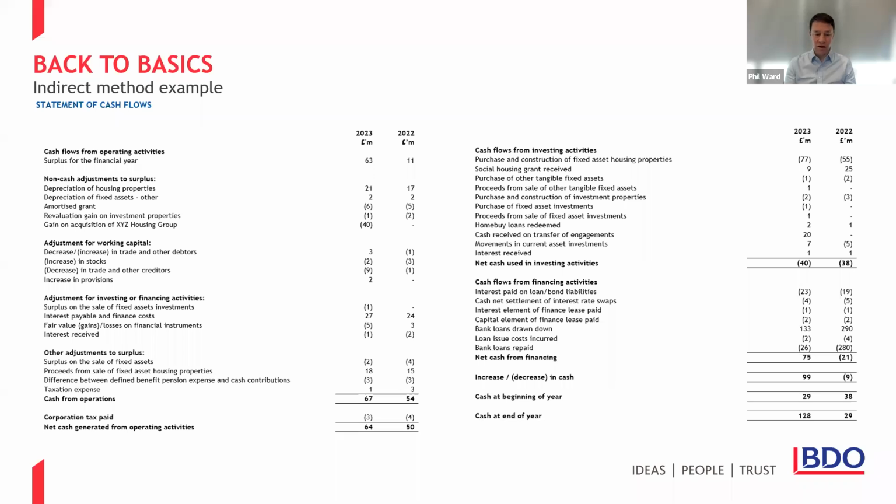However many times I've done it, I always have to take a step back and think, if I've got an increase in stock or an increase in debtors, that means I have less cash because I've got an asset. Reverse is true for creditors. If your creditors increase, you have more cash.